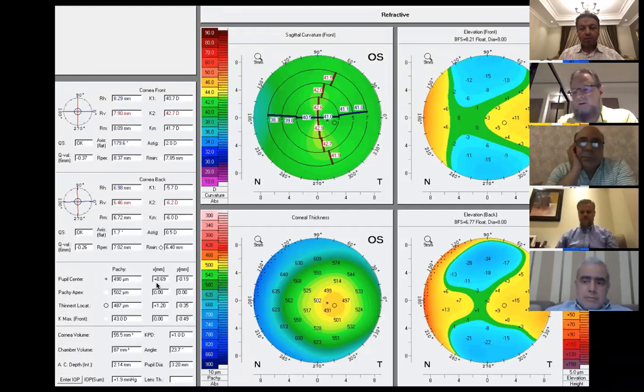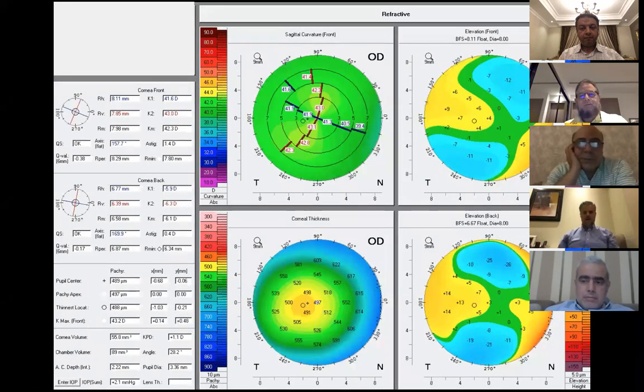Yes, Dr. Majdi. Can we go to the right eye to see the topography of the right eye again, please? I wonder if I can go backward and zoom. Yes, good. This is the one with the high refraction, huh? Yes.